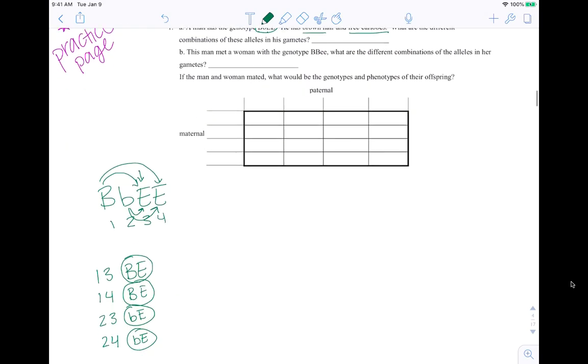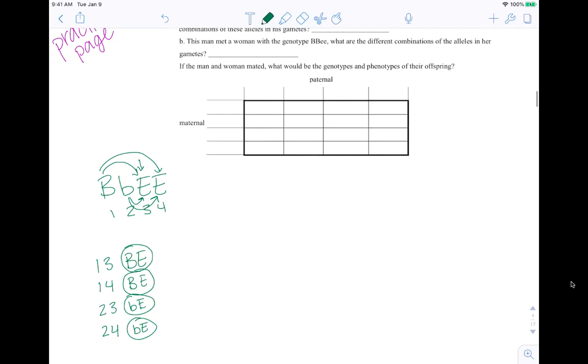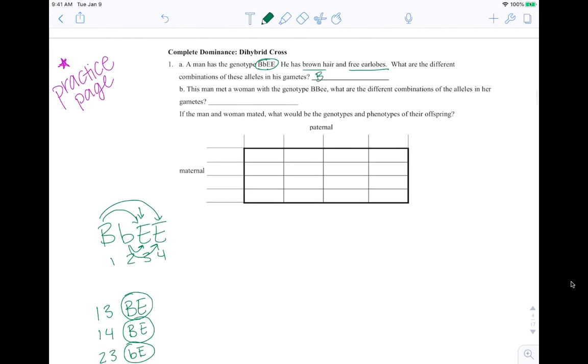Okay, so that's what it wanted to know up here. So in this little blank, you would write that you have big B, big E. You'd have big B, big E. You'd have little b, big E, and little b, big E. So those are the combinations for dad.